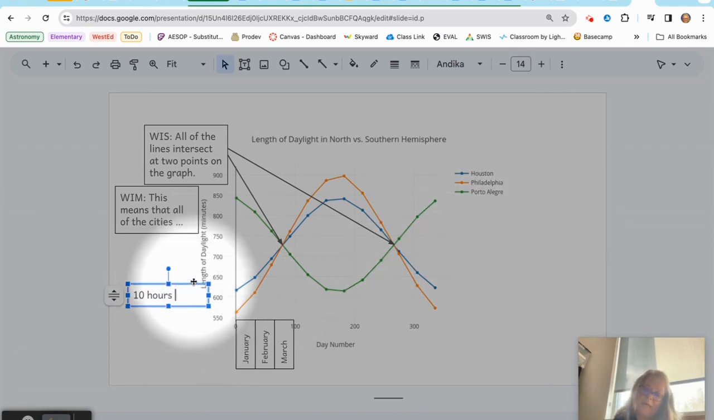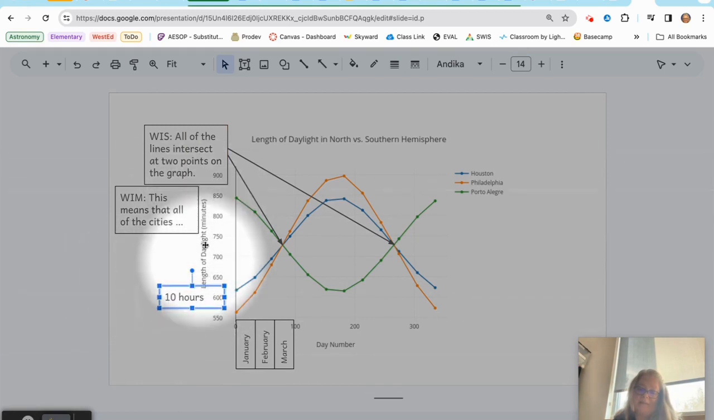And again, I want to look at, well, what does that mean, right? So just interpreting 10 hours of what? And you would use your y-axis title here to figure that out. So this is just a way that you can use this strategy to try to figure out what's going on.